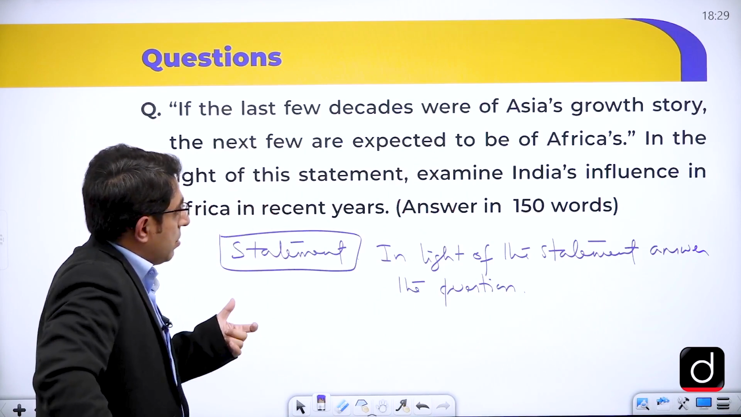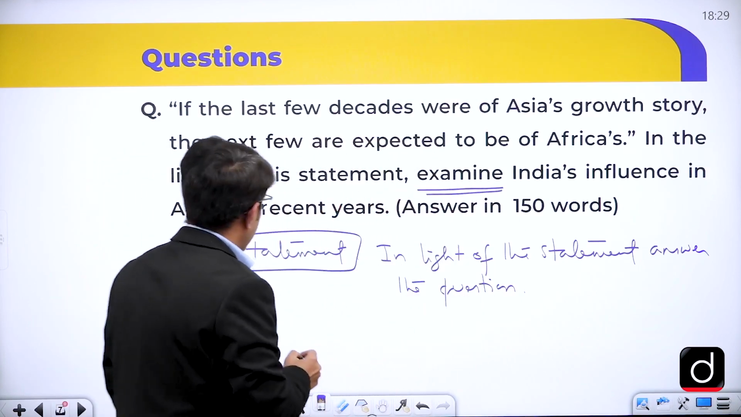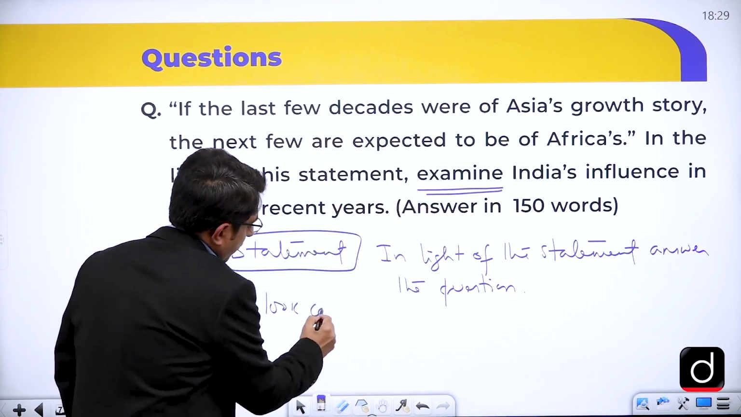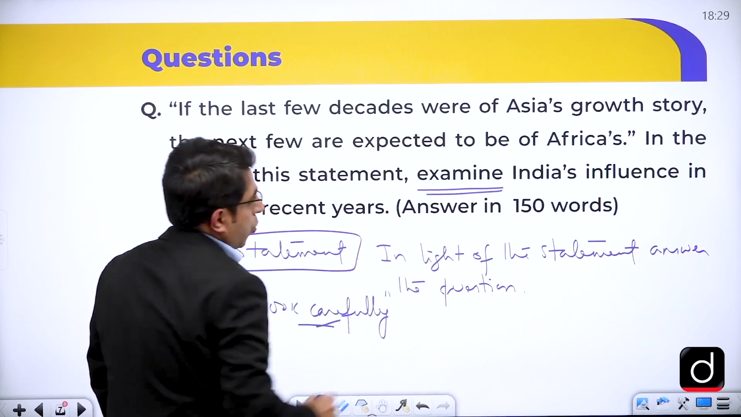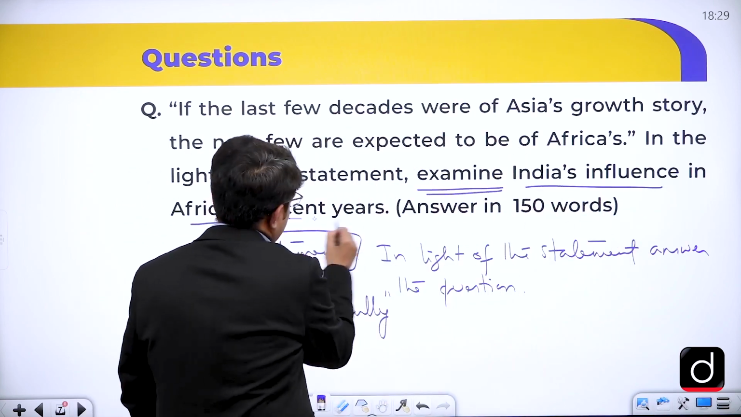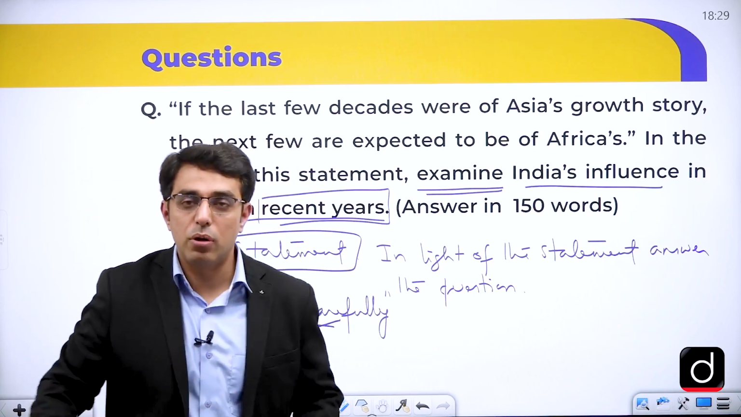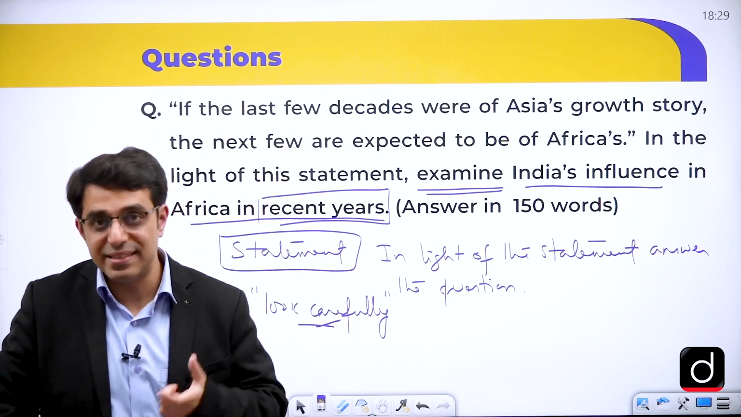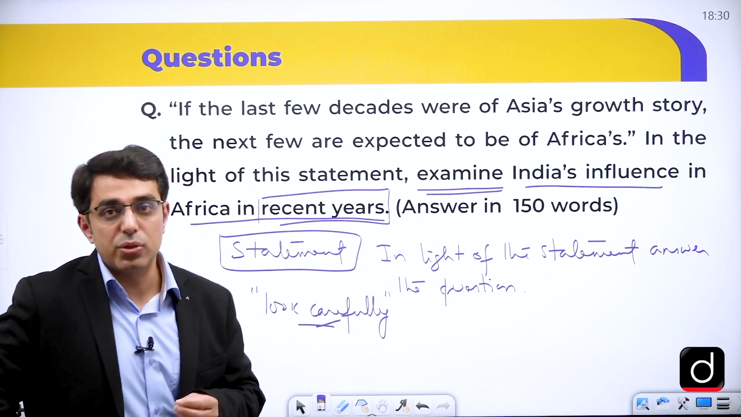In the second part, we have to examine. A command word has been given: examine. Examine means that we need to look very carefully. About what? About India's influence in Africa in recent years. We should not be talking here about the age-old story of India and Africa; pointedly, recent years have been asked. Once we understand this, we have understood the demand of the question.